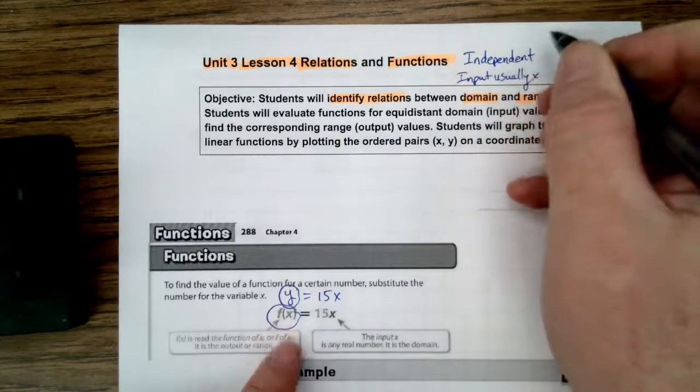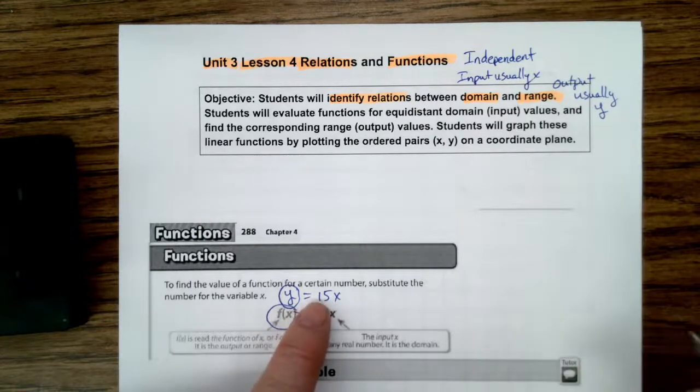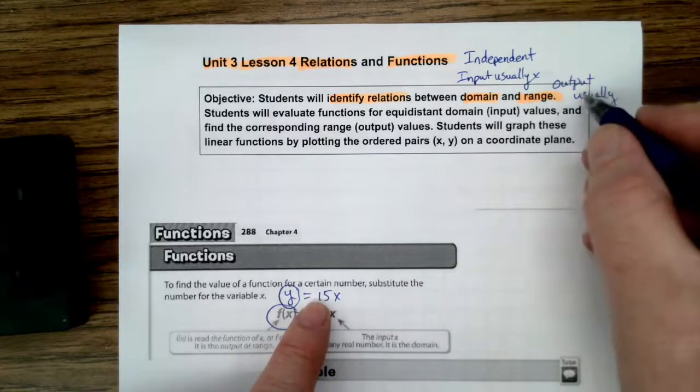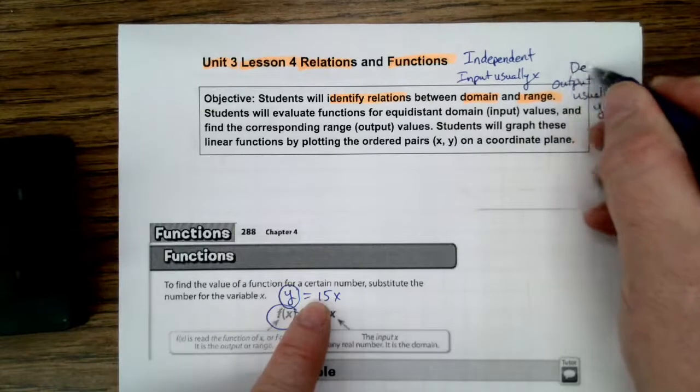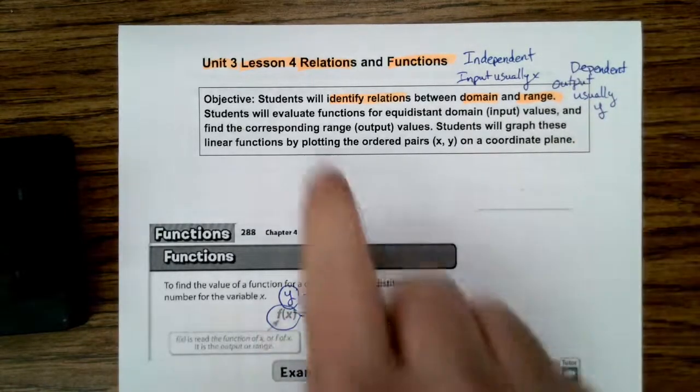For example, I could put in 0 for X, I could choose 1, 2, 3, but what comes out is 0 times 15 would be 0, 1 times 15 would be 15. So the output is dependent on what you choose. So we're going to evaluate functions.